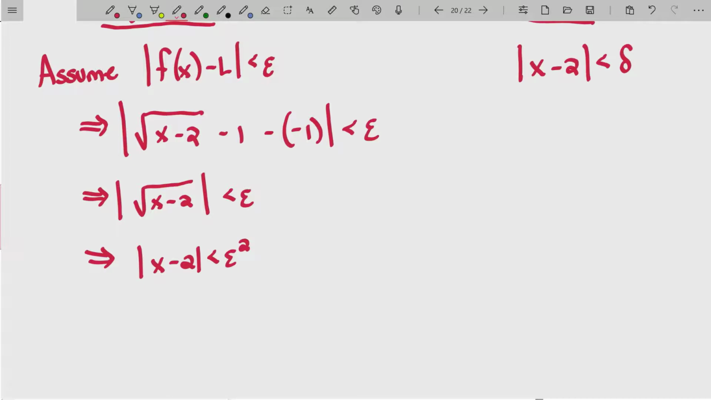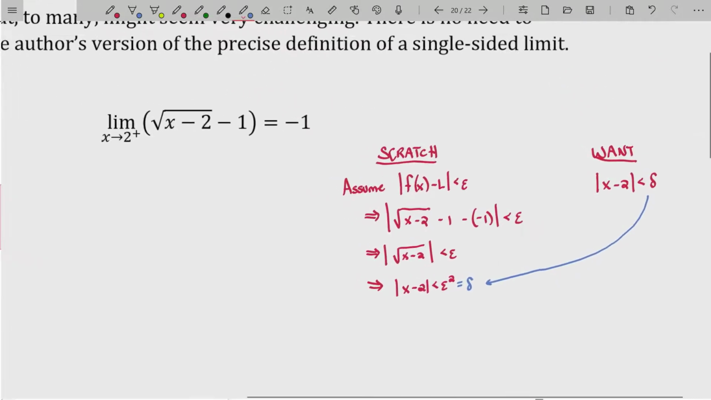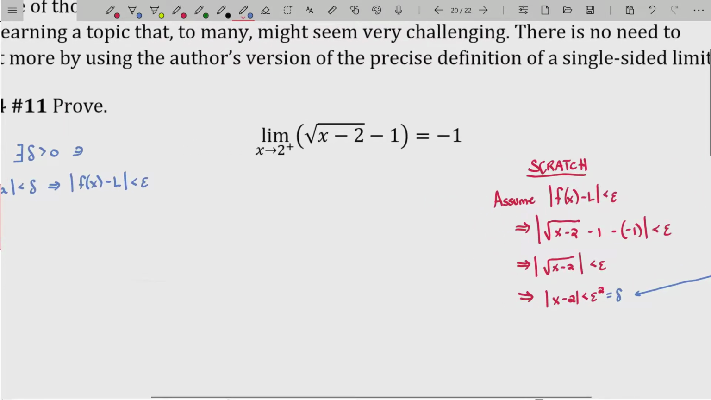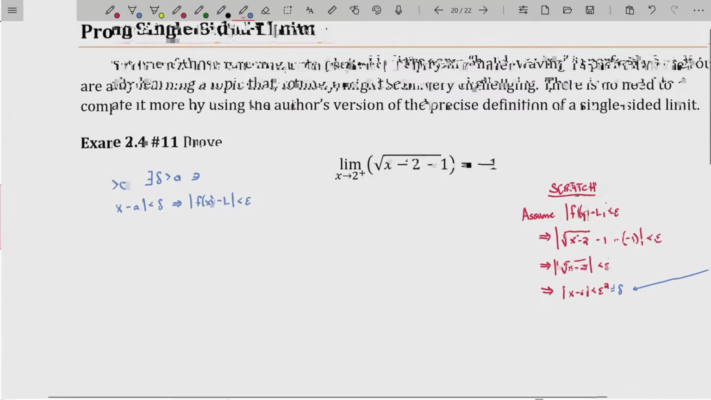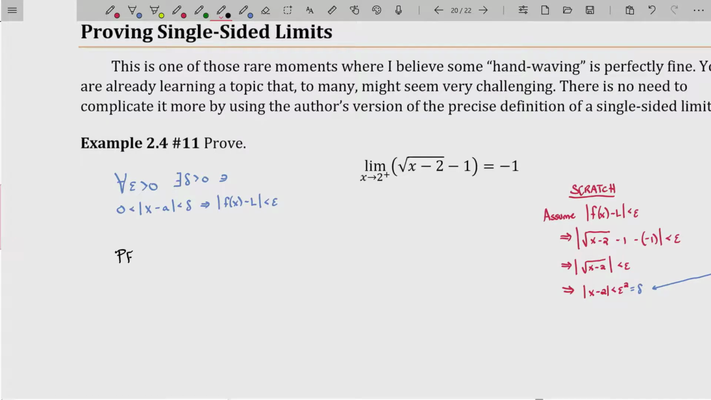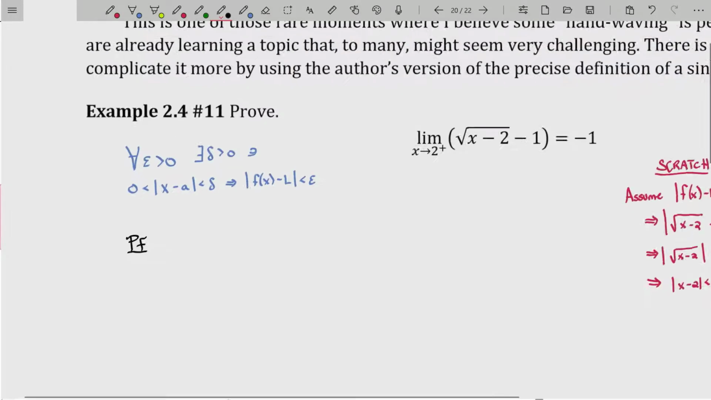And I've successfully arrived at a bound for the absolute value of x minus 2. That will be my choice for delta. So let's go ahead and start the proof, because once you've found the delta, you can start your proof. All right, so here goes my proof. I'll just write proof here. I like to write my proofs in black ink for some weird reason.